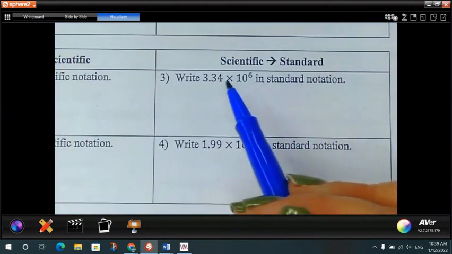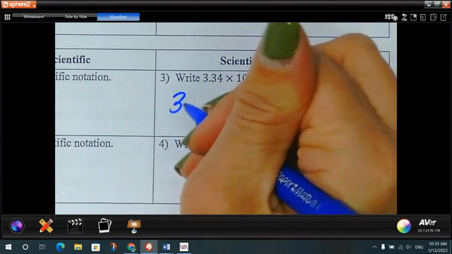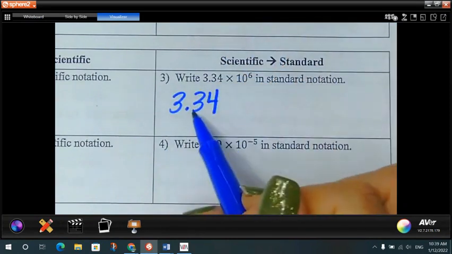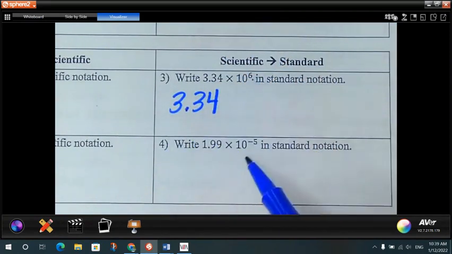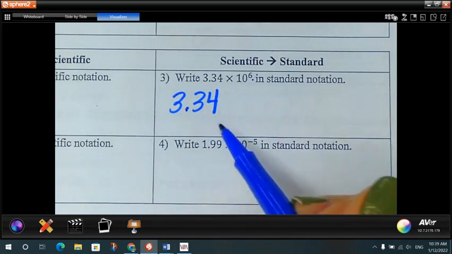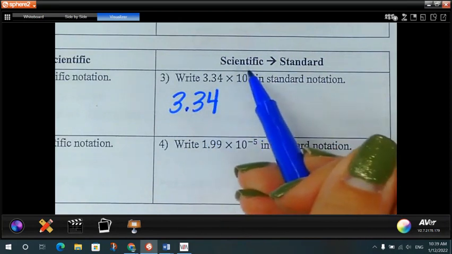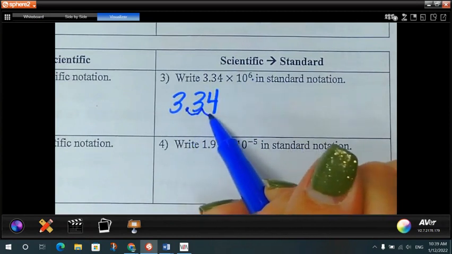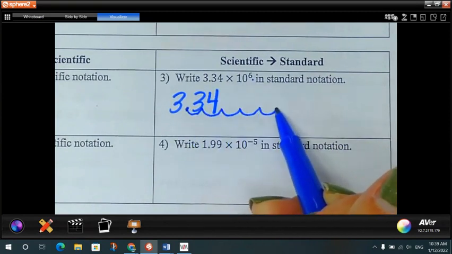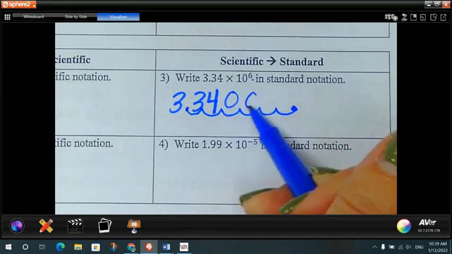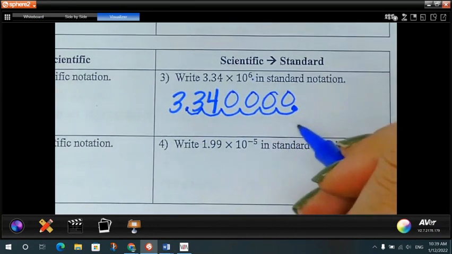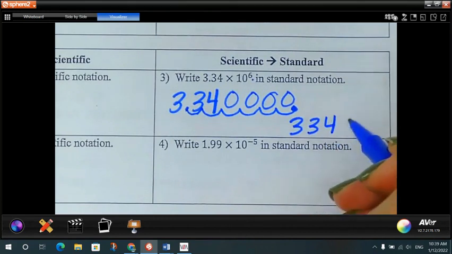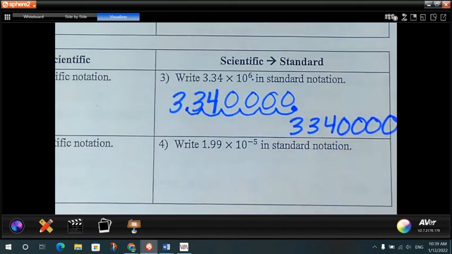Number 3, write in standard notation. So I'm going to recopy the number. I'm going to move my decimal point 6 places, and I'm moving to the right because I'm going to make this number big. Positive exponent, big number. 1, 2, 3, 4, 5, 6. Fill in with zeros. Recopy. And now put in your commas. So every third digit gets a comma. 1, 2, 3, comma, 1, 2, 3, comma.